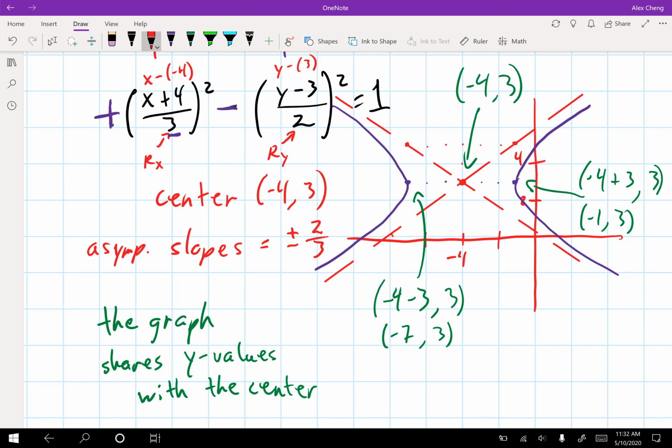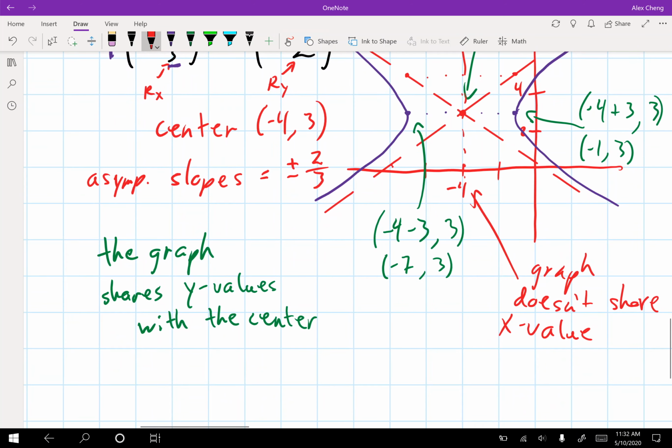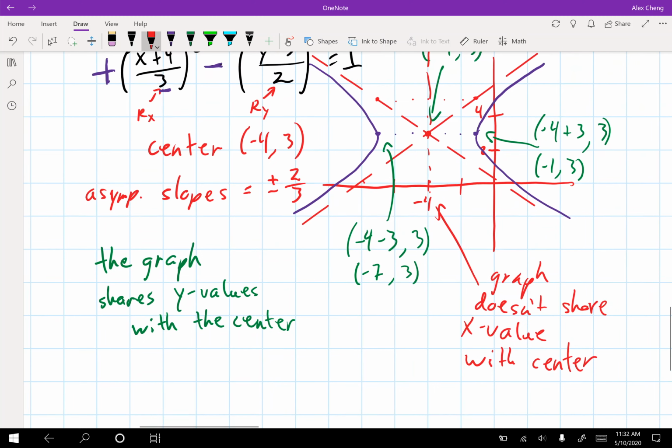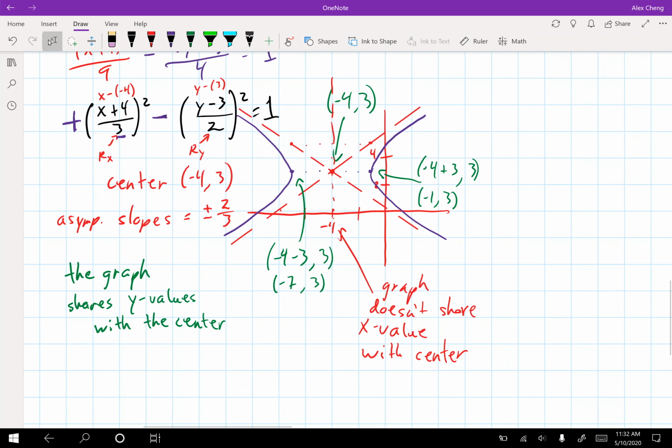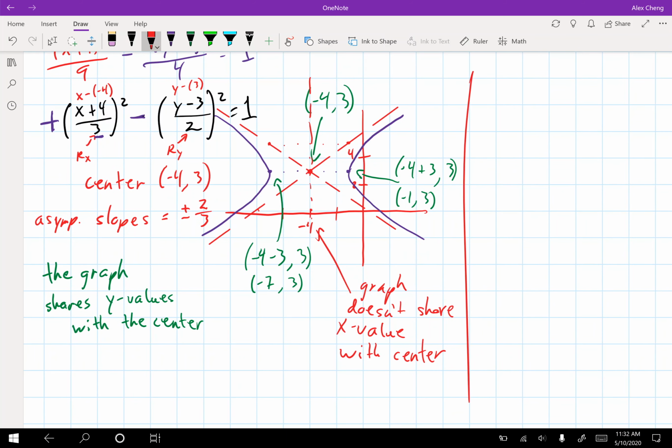For example, if I go down the line here, x equals -4, the graph doesn't exist there. The graph doesn't share the x value with the center. That on its own should tell you where it opens up. So let's actually do this for this one. Now we already know what it looks like, but just to confirm, let's take a look at this.